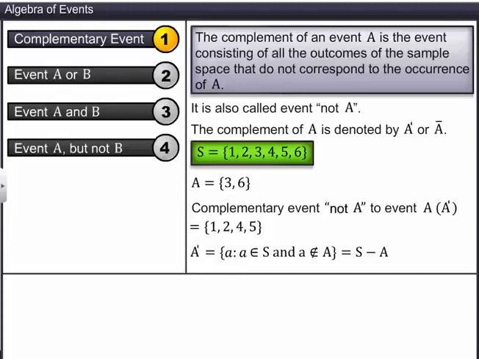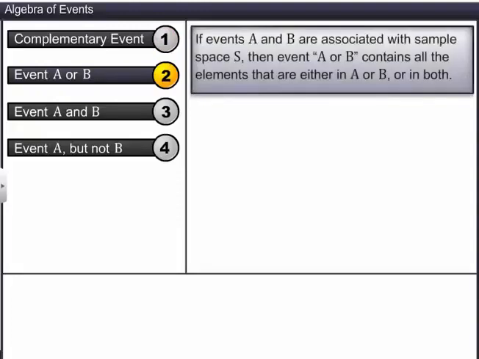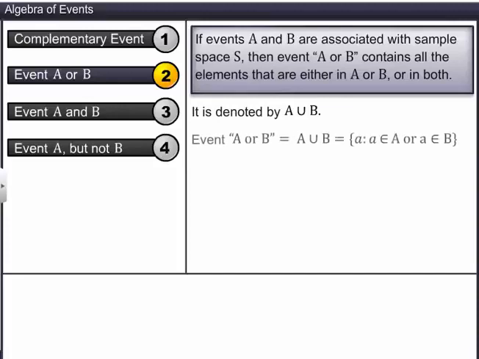Next, event A or B is analogous to the union operation on sets. If events A and B are associated with sample space S of an experiment, then event A or B contains all the elements that are either in A or B or in both. It is denoted as shown and is read as A union B or A or B. In general, event A or B is equal to A union B, which is equal to {a such that a belongs to A or a belongs to B}.